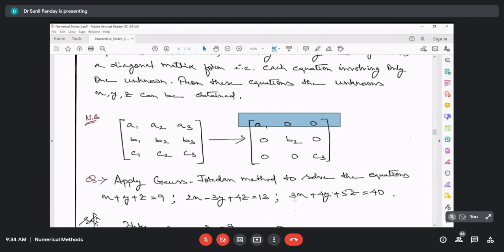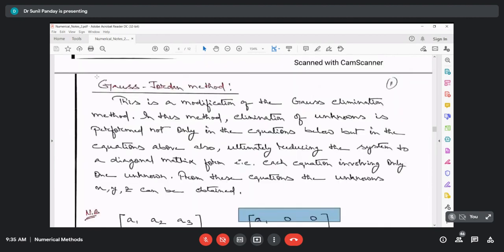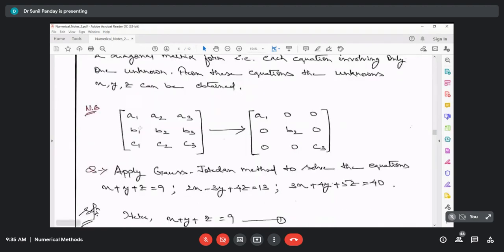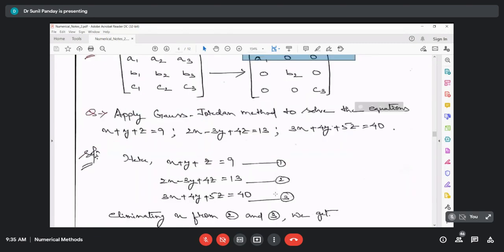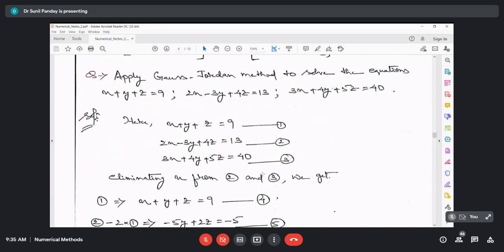So this procedure is known as Gauss-Jordan. In this Gauss-Jordan method, you have to apply your elementary row operations to reduce the matrix A of the augmented matrix A vertical dot D to its corresponding diagonal form or identity matrix. So we'll see this one.